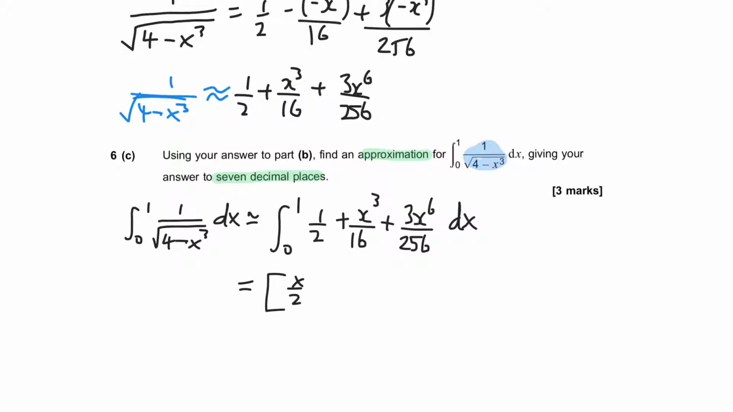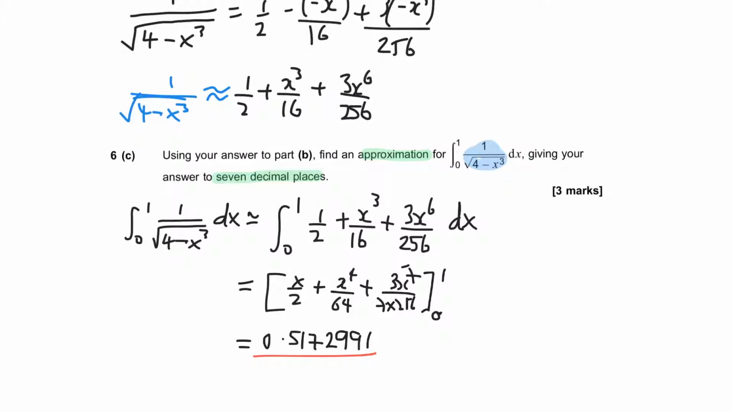Writing in the rest of these terms, we've got x over 2 plus x to the power 4 over 64 plus 3x to the power 7 over 7 multiplied by 256. And we've got to evaluate this between 0 and 1. When we substitute 0, it will be 0, that's worth checking. So we just need to substitute 1 in here and get our final value. So we have 0.517291. What you could try on your calculator is actually entering that integral as it's given, square root of 4 minus x cubed, and we should get a very similar but not exactly the same value.